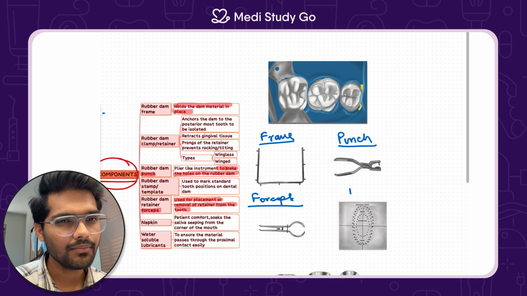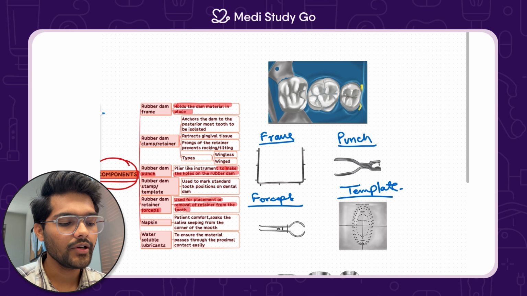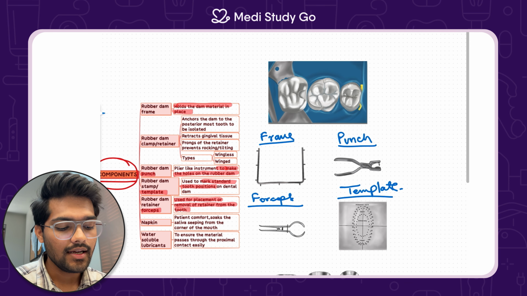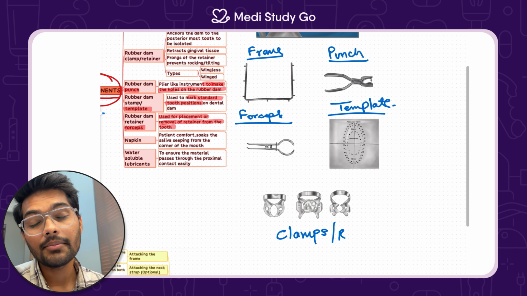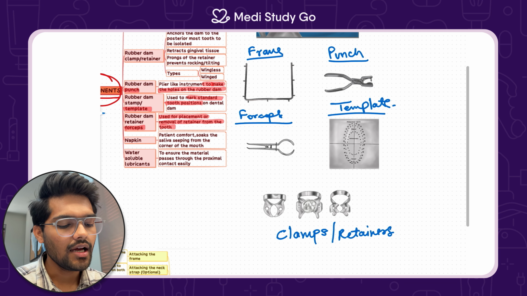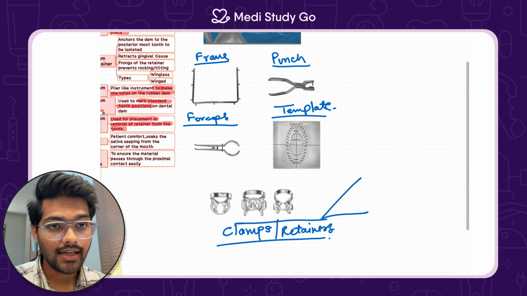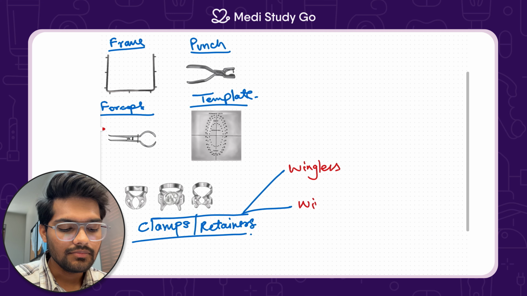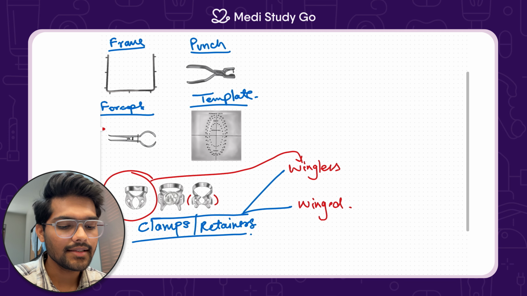And next up, we have a template, which is basically a standard guide of all the teeth. It is just going to give you a better idea where you need to punch the hole for that specific tooth. And then we have different types of clamps or retainers, you can call them anything. There are basically two types of retainers, wingless or winged. Winged retainers are the retainers which have this specific wing-like extension, and wingless obviously lack them.